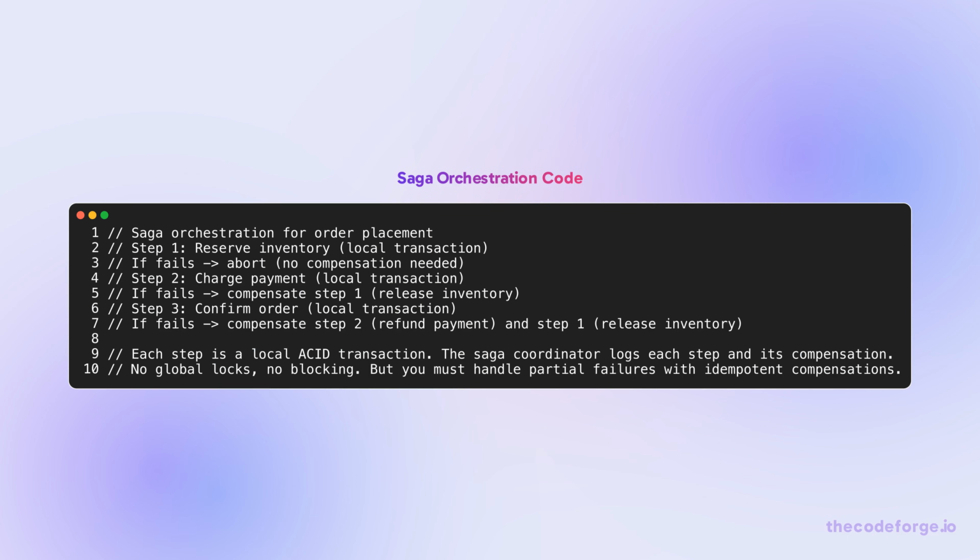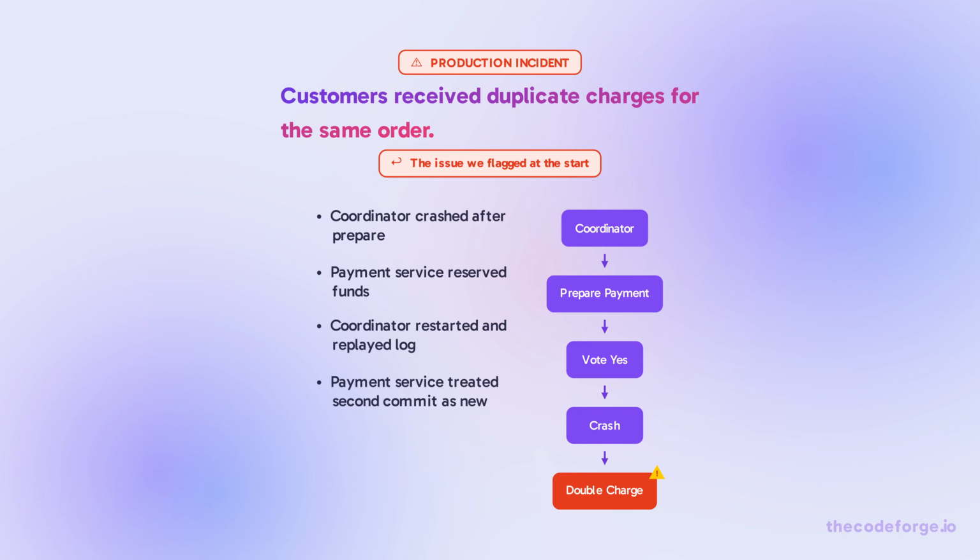Here's a Saga orchestration for order placement. Each step is a local transaction. If a step fails, the coordinator runs compensating actions. Ensure compensations are idempotent to avoid double effects. This is the same issue we highlighted at the start. Here's exactly why that happened.